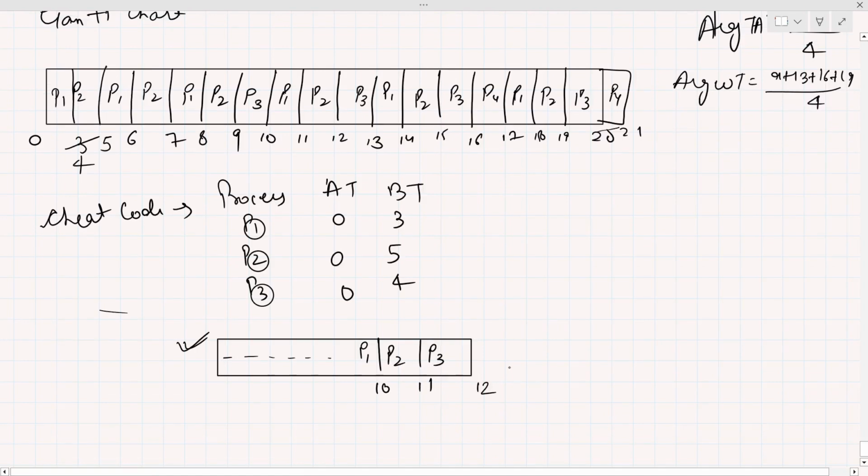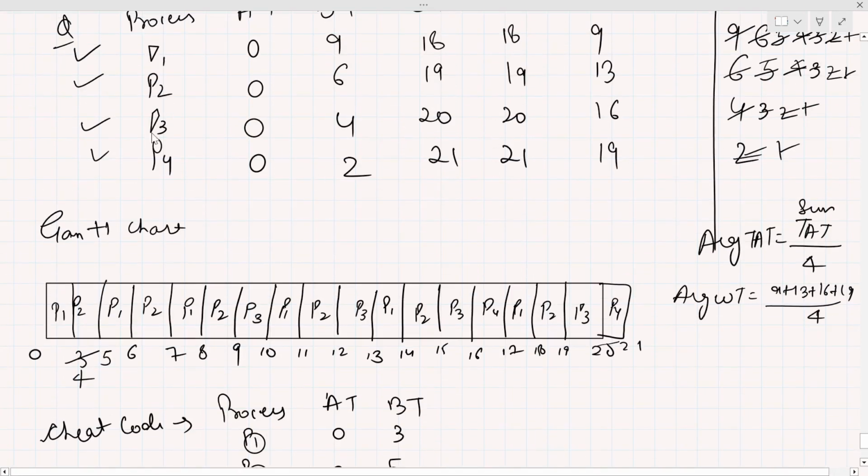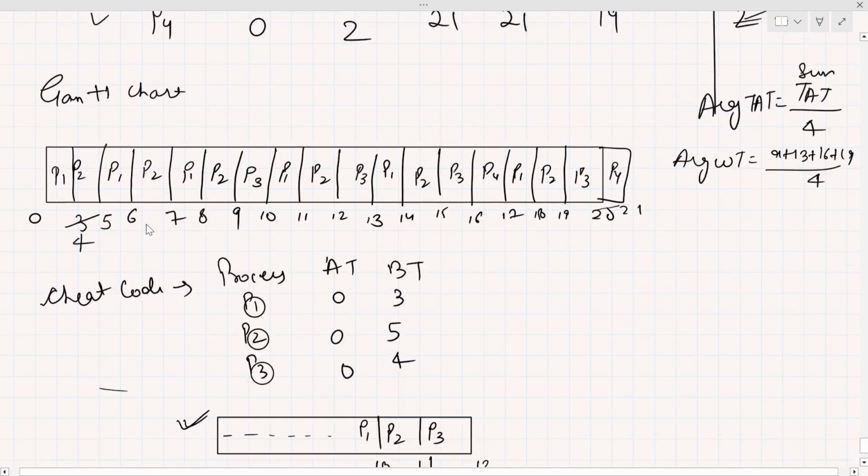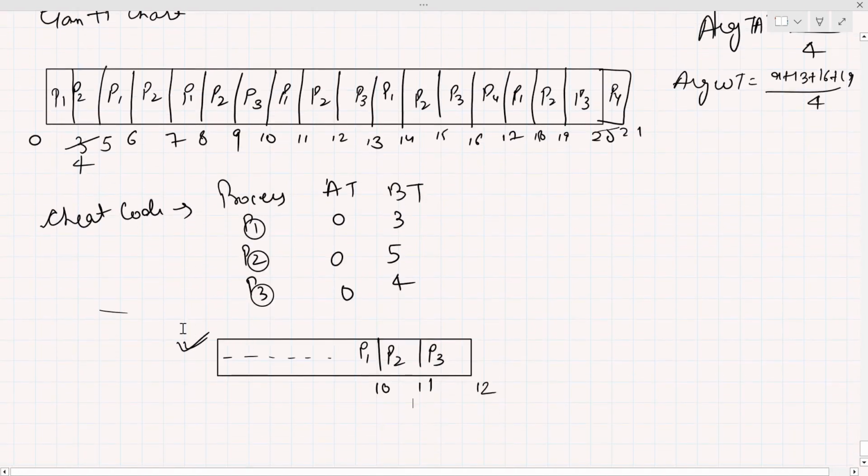If you try to solve this question the long way, it takes a lot of time. You have to create a very big Gantt chart, so there is a definite chance of making an error. That's why we use this cheat code, so we can easily apply these things. So P1, P2, P3 have these completion times, and you can easily find the turnaround time, average TAT, and average waiting time.